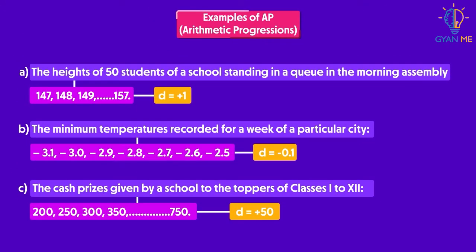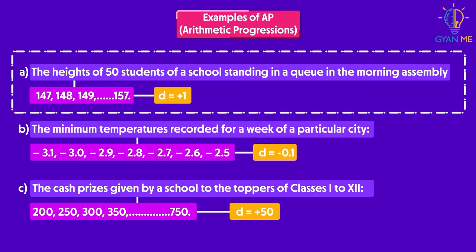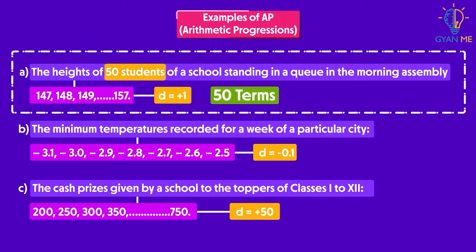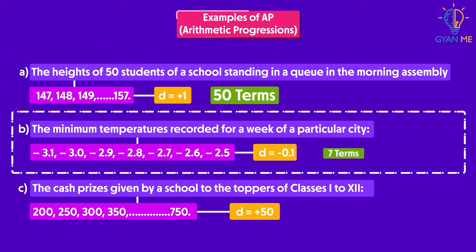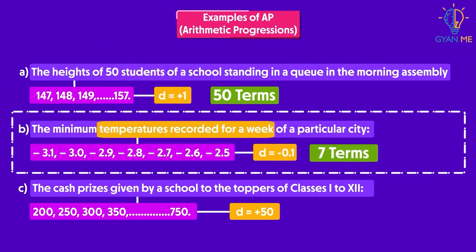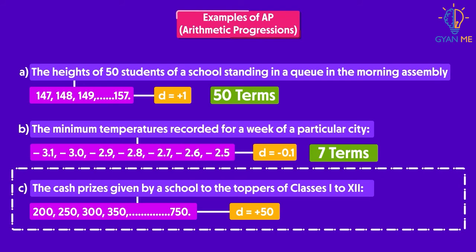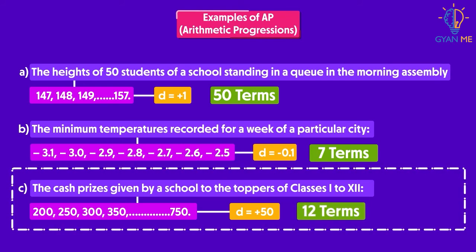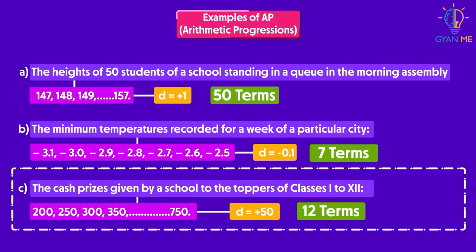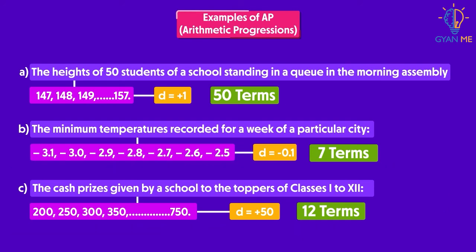Now observe these examples carefully. In the first three examples, there is a definite or finite number of terms. Say in the first, there will be 50 terms since there are 50 students. In the second, there will be 7 terms as the temperatures are recorded for 1 week. And what about the third AP? How many terms will be there? Correct, 12 terms since there are 12 classes whose toppers are given prize money. Such an AP is called a finite AP. So each of these arithmetic progressions or APs will have a fixed number of terms and thus will have a last term.